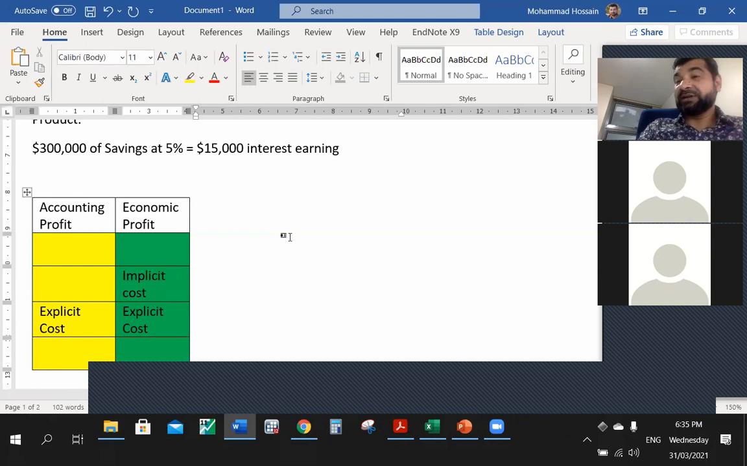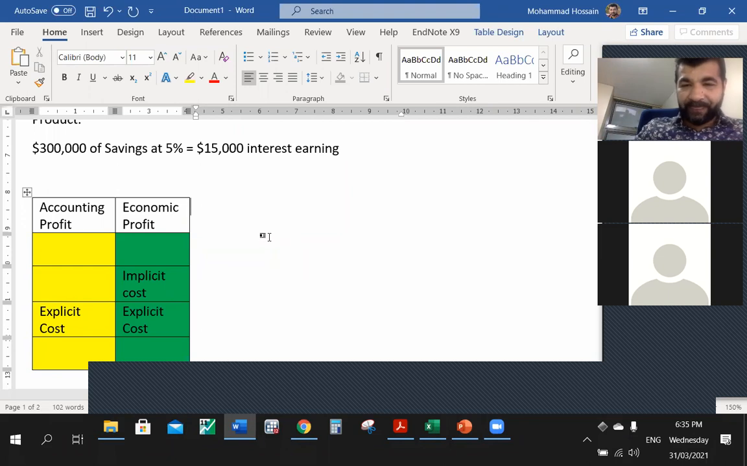Okay, what is implicit cost? Implicit cost is the opportunity cost of the investments or any other cost which may not be seen. For example, let's say the owner himself is working in the business. He could have worked somewhere else. That's also an implicit cost. Economists think that way.